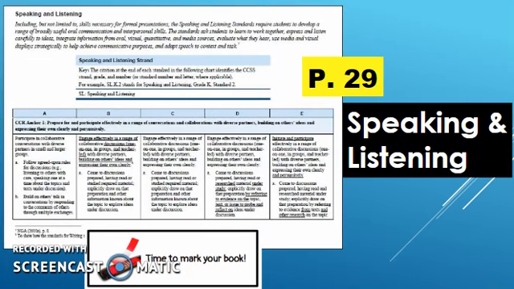On page 29, you'll find the beginning of the speaking and listening standards. These standards develop oral communication and interpersonal skills that are important to college, the workplace, and life.